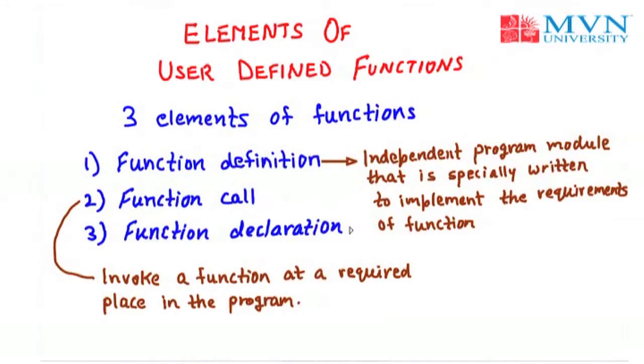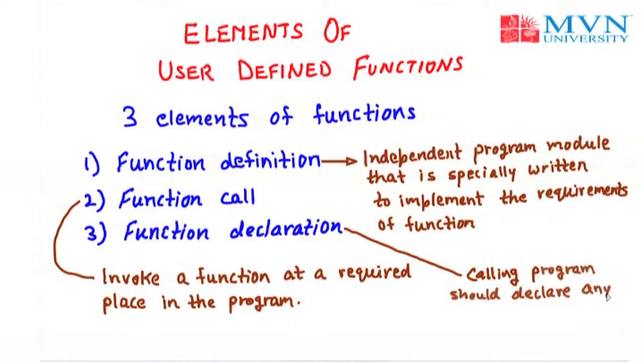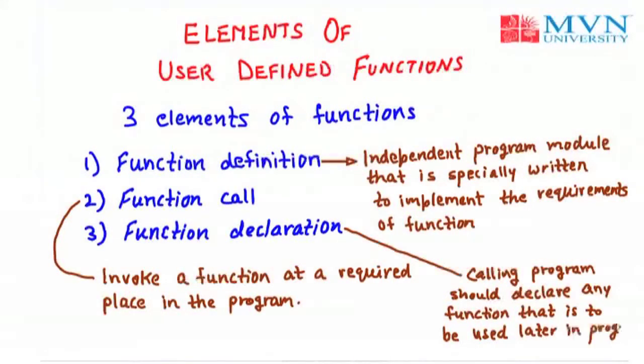The third one is function declaration. The calling program should declare any function that is to be used later in the program. This is known as the function declaration or function prototype. Now let's discuss these elements one by one in detail.